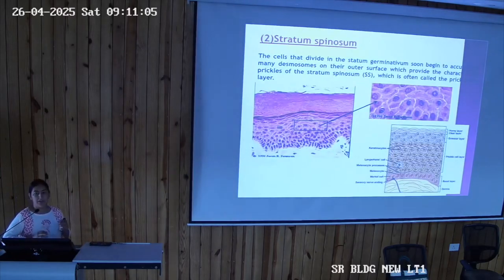Stratum spinosum. This spinosum, which starts after the germinativum, has different cells which form tight junctions with each other. Because they are forming cell junctions with each other, they give a shape where the cell boundary is prickled. That means the spines are shown over those cells when you see them under the microscope. So a perfect name is given to it, stratum spinosum. All the cells have spines over them. It is also called the prickle layer.